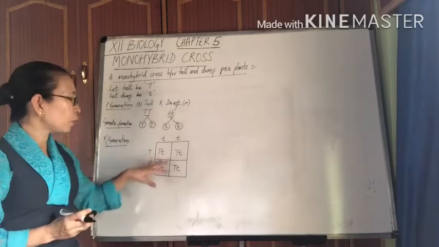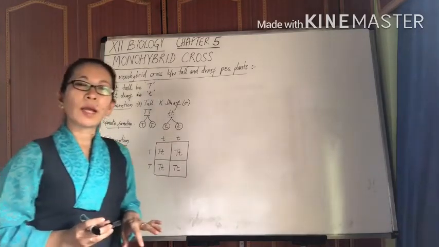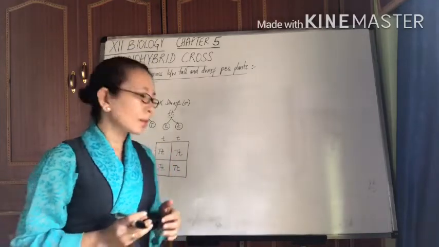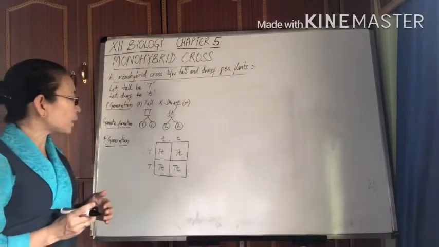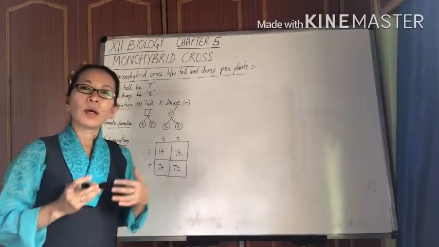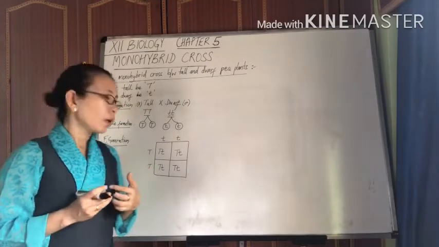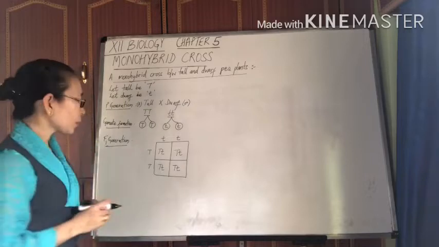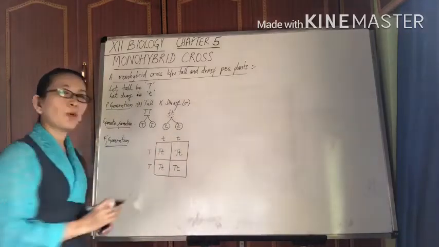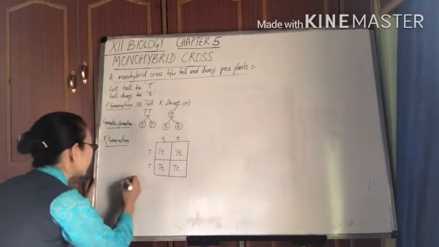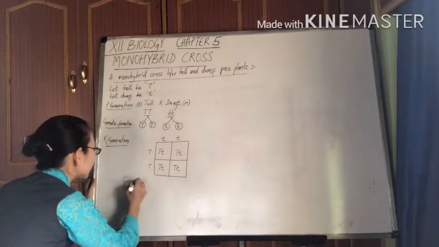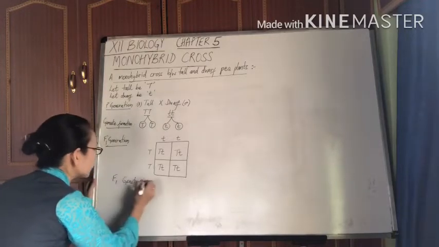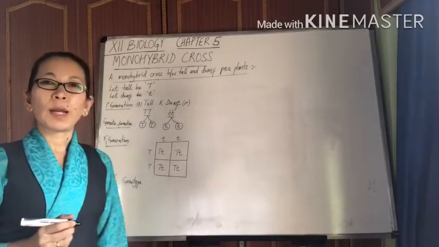The use of the Punnett square is that it works on the principle of probability, and thereby we are able to predict the possible genotypes for an offspring from a genetic cross. So now from this box we are able to study the genotype of the F1 plants.